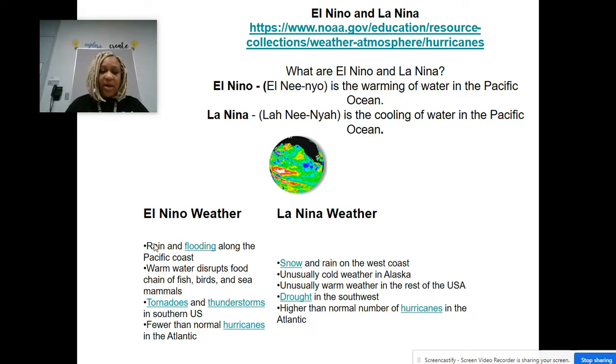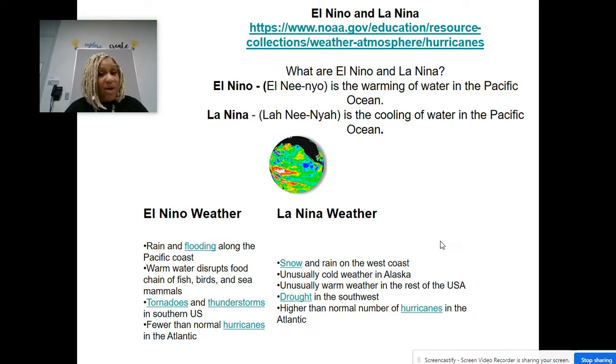So looking here, El Nino weather. You have rain and flooding along the Pacific coast. Warm water disrupts the food chain of fish, birds, and sea mammals. Tornadoes and thunderstorms in the southern United States. Fewer than normal hurricanes in the Atlantic.